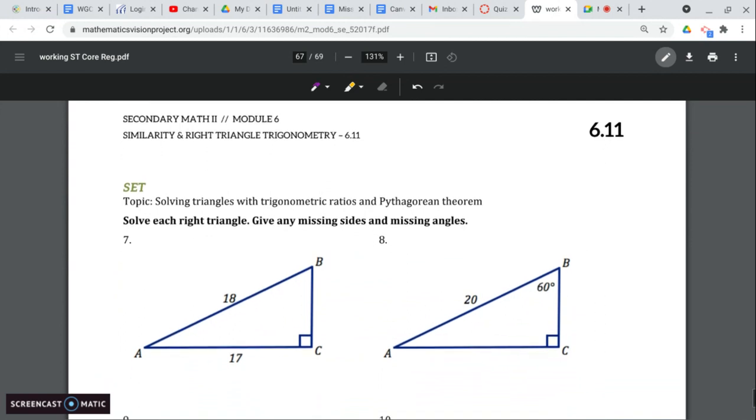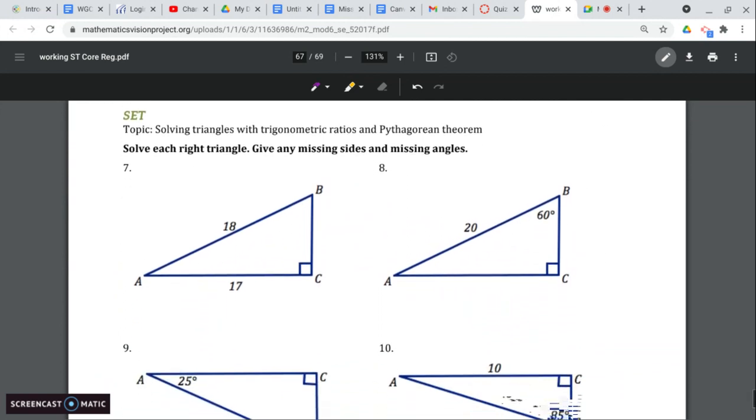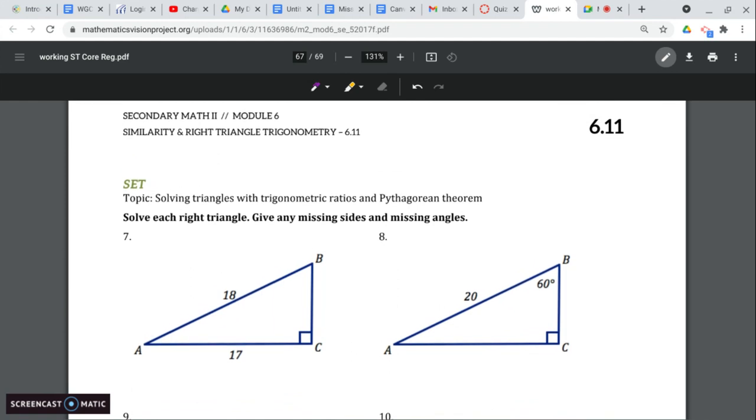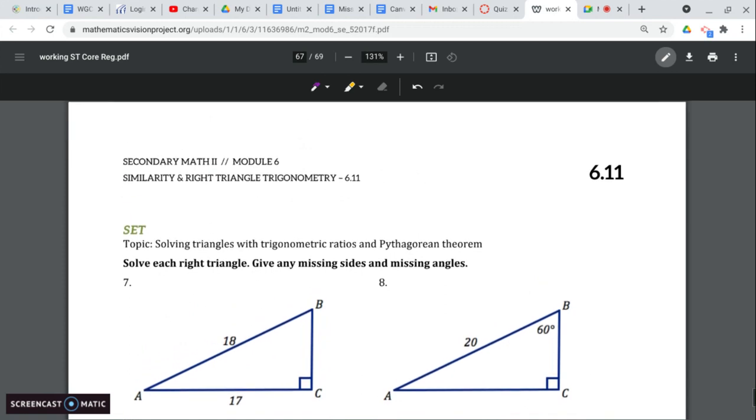All right, solving triangles with trigonometric ratios and Pythagorean theorems. So solve each right triangle, give any missing sides and missing angles. So we're going to take a look at number 7. We are missing both angles and one side. So for the side, I'm going to use the Pythagorean theorem. So I'm going to come up here so I have space.